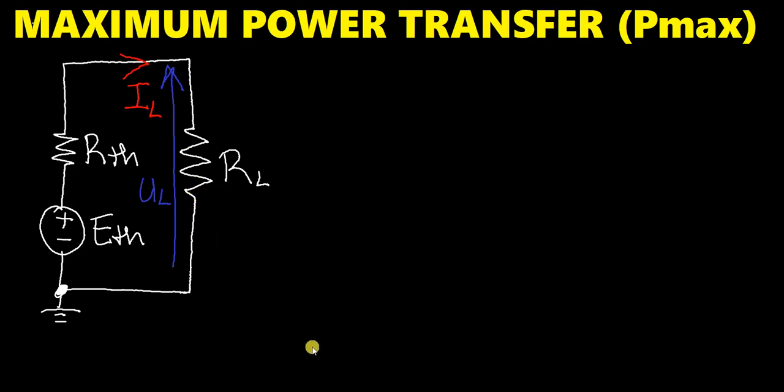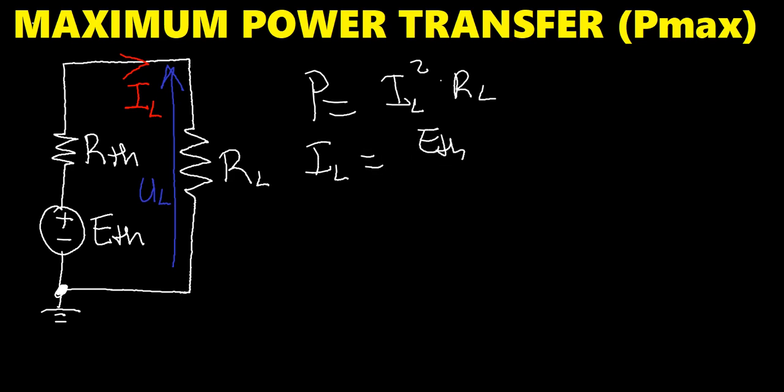We know that the formula of the power P is equal to I_L square R_L, and the current I_L itself is equal to E_TH on R_TH plus R load. Let's call this equation 1 and this other one equation 2.